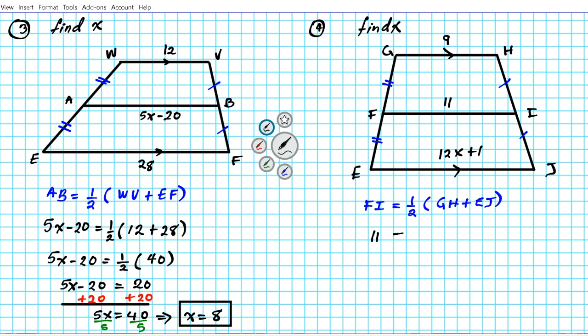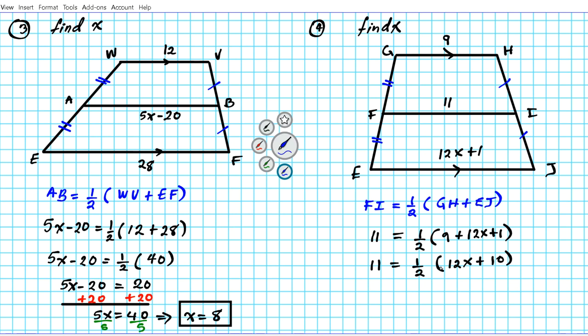Now let's substitute what we know and what we need. FI is 11 units long, and that is 1/2 of GH, which is 9, plus EJ, which is 12x plus 1. So let's simplify the right side as much as we can. So 11 is equal to 1/2 of 12x plus 10. See that? All right, so there are two ways you can do this. First way is you can distribute this 1/2, which will divide these by 2, or you can multiply both sides of the equation by 2.